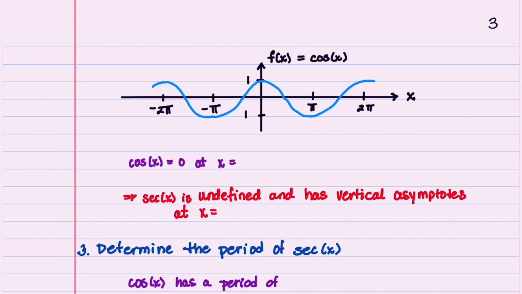We can see from the graph that cosine x is going to be 0 at these points. These points are equal to plus or minus pi over 2, plus or minus 3 pi over 2, and points after that. This tells us that secant x is undefined and has vertical asymptotes at x is equal to plus or minus pi over 2, plus or minus 3 pi over 2, and all the other points.